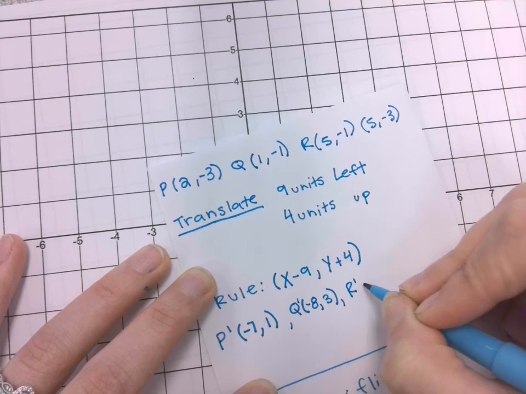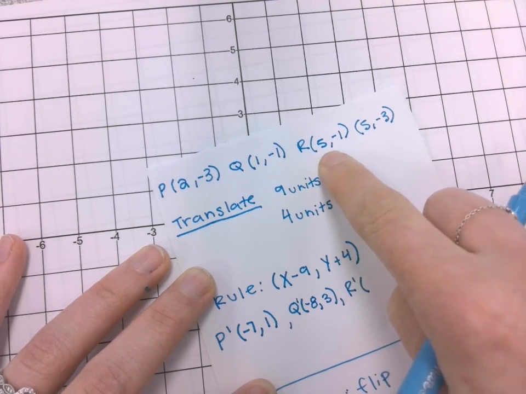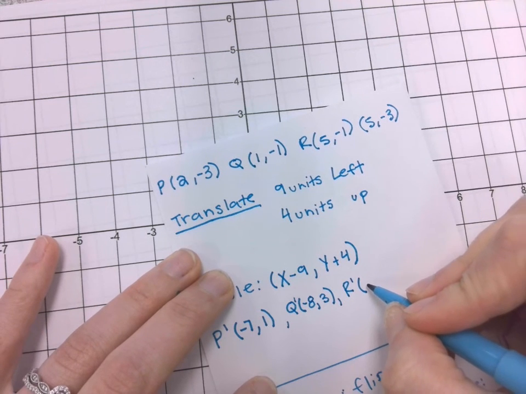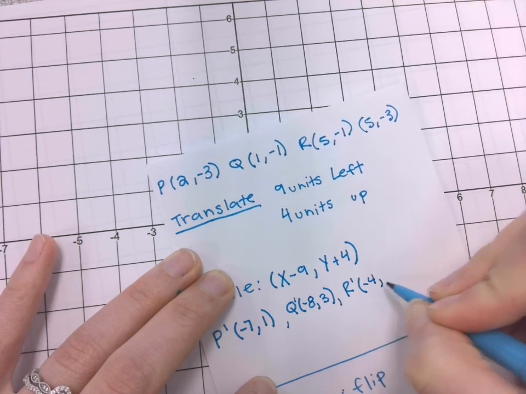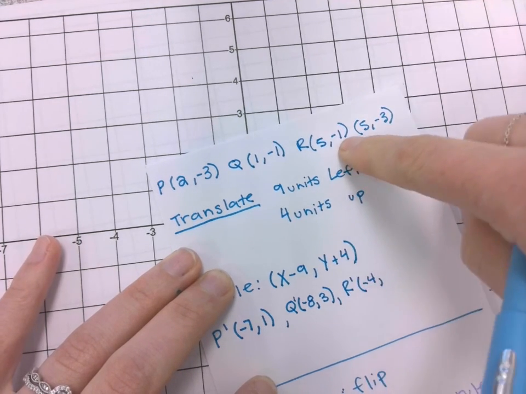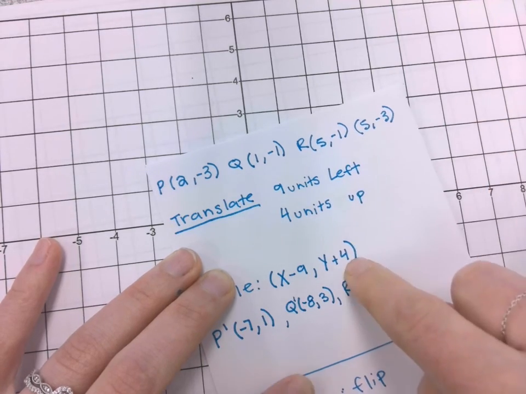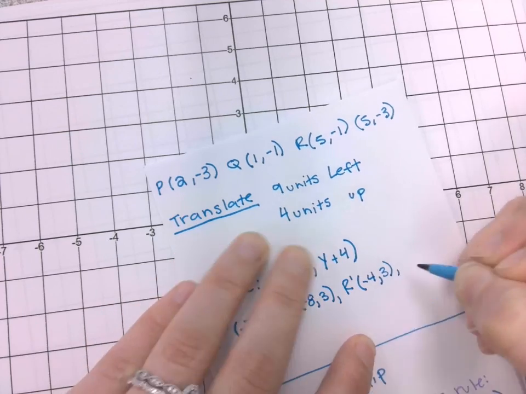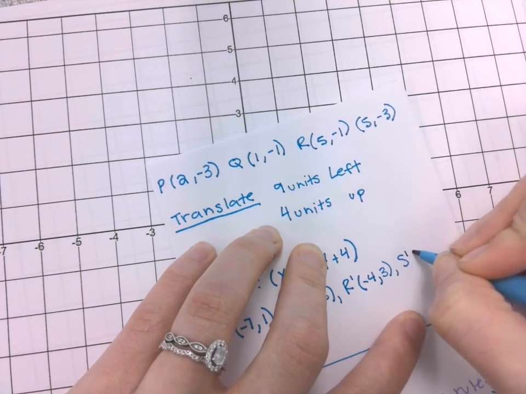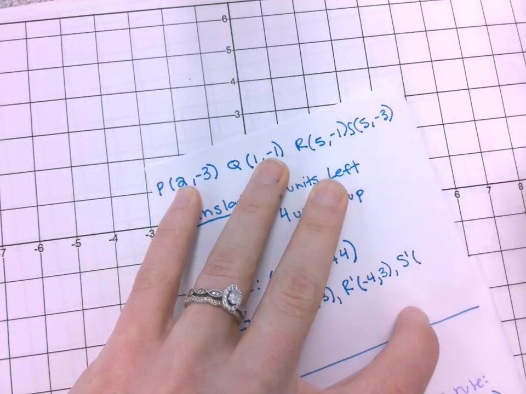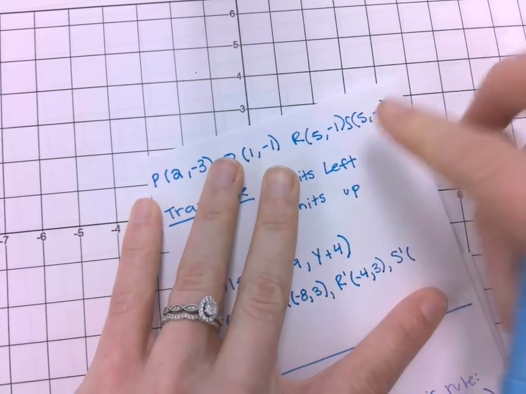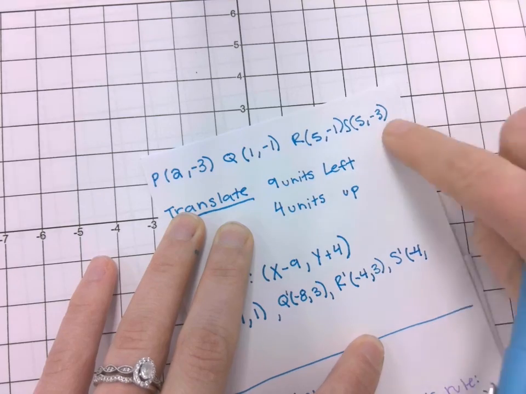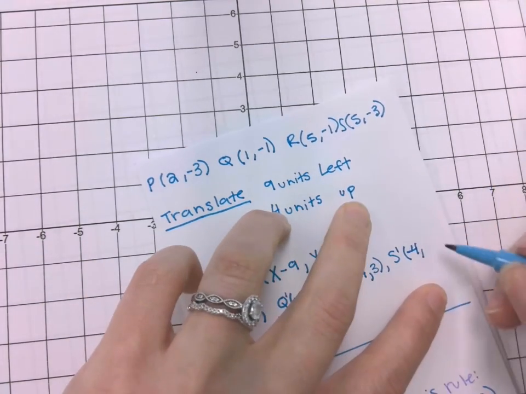Q prime, R prime. My x value is 5. 5 minus 9 is negative 4. My y value, negative 1, and negative 1 plus 4 is 3. And then S prime, whoops, is 5 minus 9, which is negative 4, and negative 3 plus 4, which is 1.